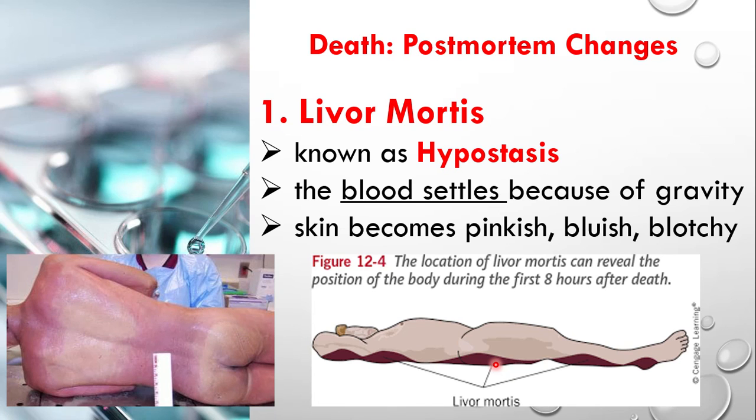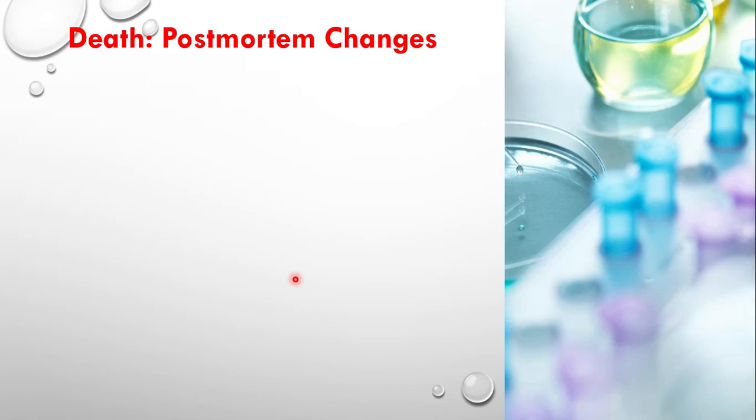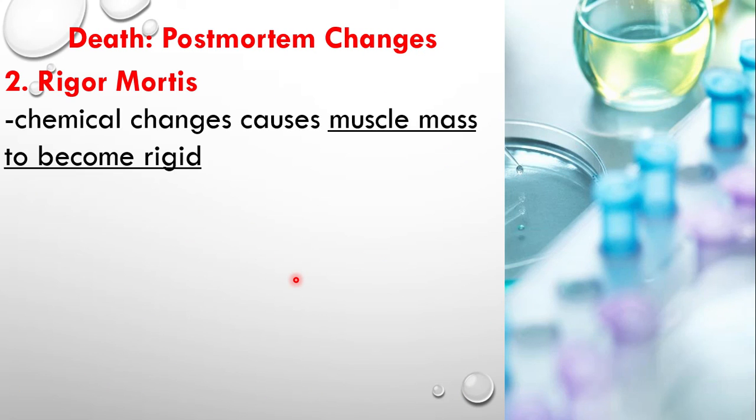Okay, so we have here, as you can see, it is reddish, no? Her back is reddish because after she died she was lying down. So the blood settled in her back. And then we have rigor mortis. Okay, during rigor mortis, there are chemical changes that cause our muscle mass to become rigid or stiff, during rigor mortis.